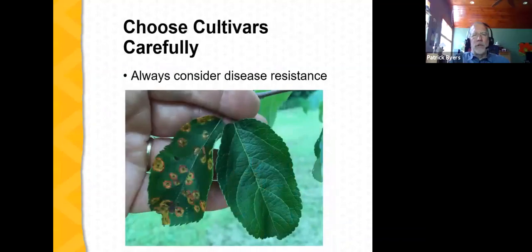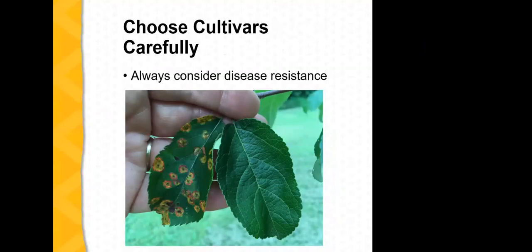Again, when we think about cultivars, we always want to think about disease resistance. Here's 2 apples. The leaf on the right is Enterprise, which doesn't get cedar apple rust. It has genetic resistance. The leaf on the left is Gold Rush, which is a good apple otherwise, but it is susceptible to cedar apple rust.